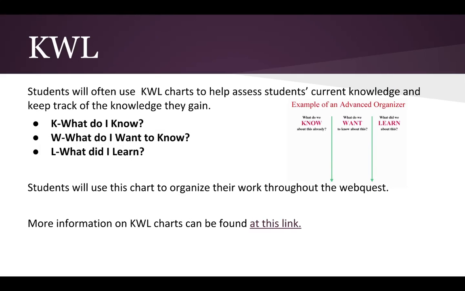A KWL chart is a tool for guided discussions and just for reading analysis in general. Teachers will often use KWL charts to assess their students' current knowledge and keep track of the knowledge that they acquire. The K stands for, what do I know? The W, what do I want to know? And the L, what did I learn? Students will use this chart to organize their work throughout the Webquest.